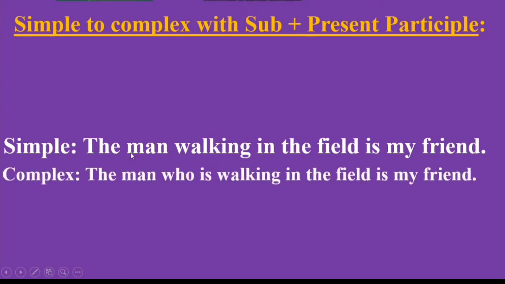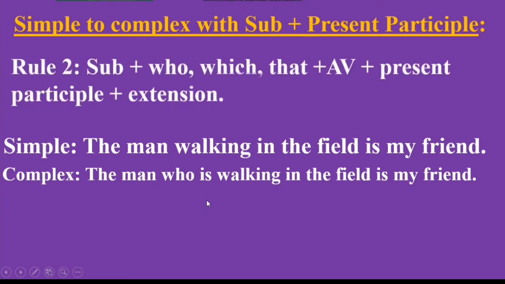The simple: the man walking in the field is my friend. Complex: the man who is walking in the field is my friend. Here we got two more words, who and is. Look at this sentence and the rules, how we can change present participle from simple to complex.